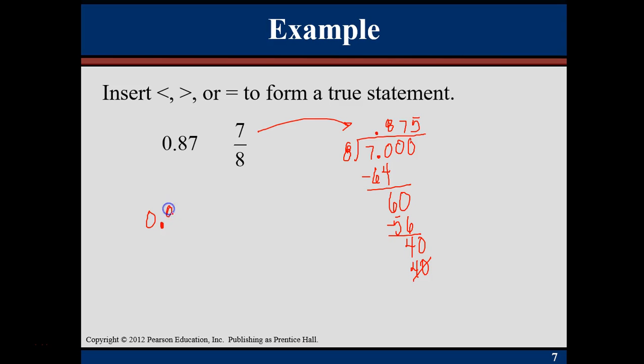So if I want to compare 0.87 to 0.875, they both have an 8 in the tenths. They both have a 7 in the hundredths, but 0 is less than 5. So 0.87 is less than 0.875, making 0.87 less than 7/8.